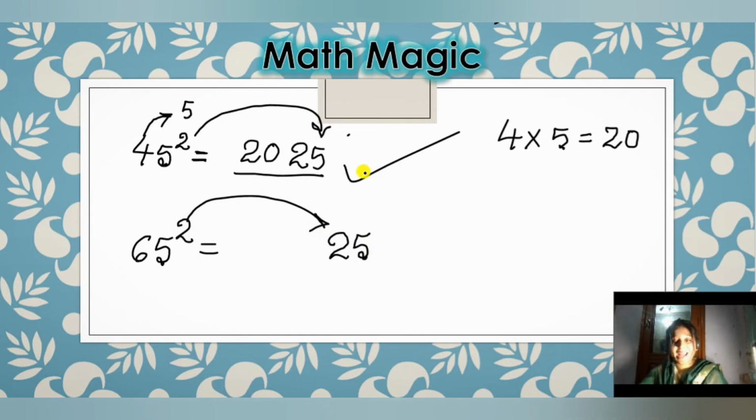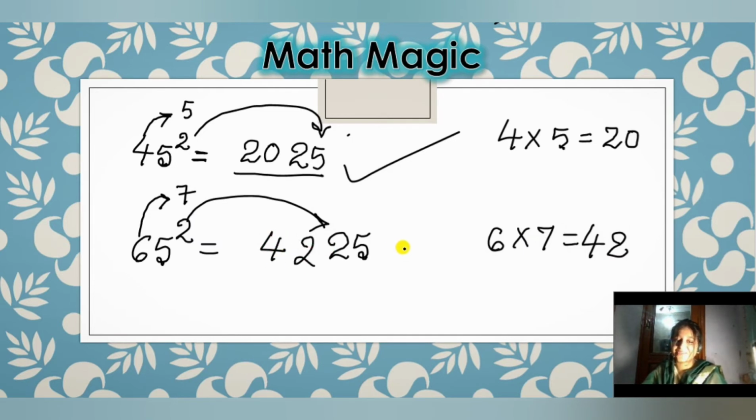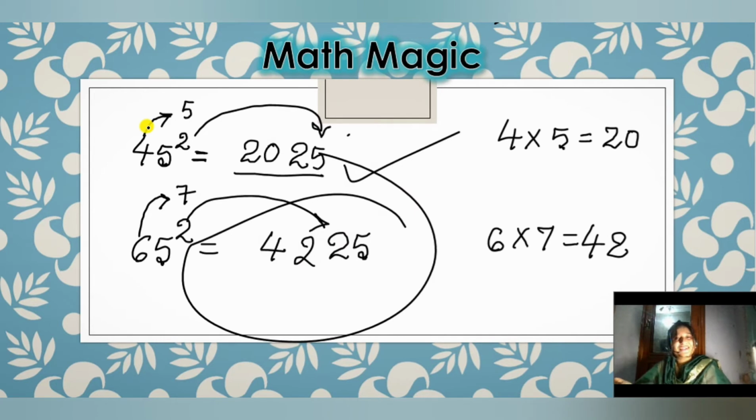Now what will we do? We know that the next number after 6 is 7. So 6 into 7 will give you 42. Am I right? So what will be the answer? 4225 is the answer to your question.